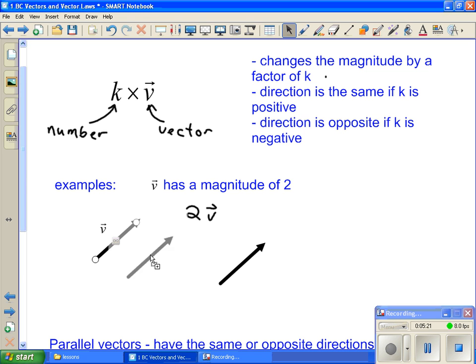2v would be like 2 versions of vector v placed tail to tail. So our new vector would be twice as long as our original vector v, but pointing in the same direction.